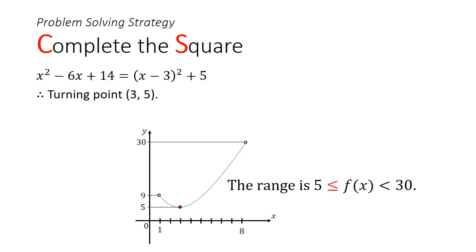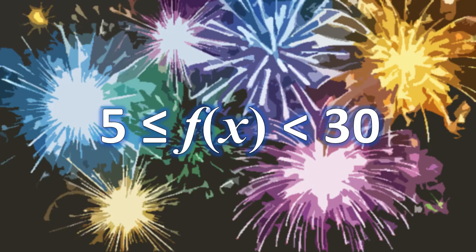One more thing to note is that when you're stating the range, you have to be careful with the inequality signs. This function's range is strictly less than the maximum of 30, but it is more than or equal to 5. So, did you get the answer? Now let's move on to the next concept.